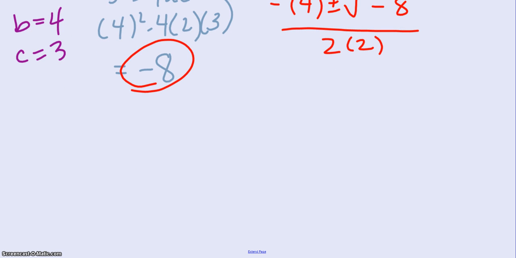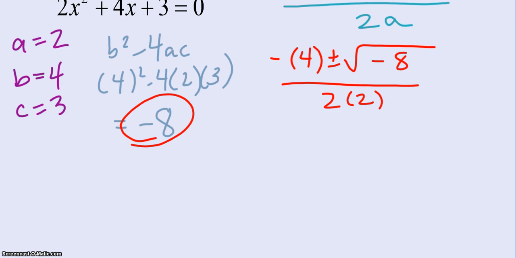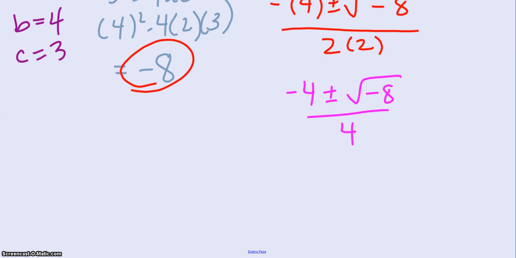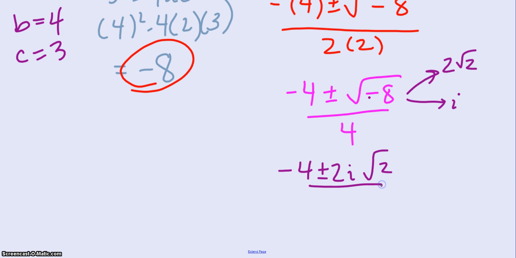Alright, so what this turns into is negative 4 plus or minus the square root of negative 8 over 4. This square root of negative 8 can actually be broken down. So what I would do is type the square root of 8 in my calculator. And when I do, I get 2 square roots of 2. The negative also means that it's going to have an i in it. So what we have here is negative 4 plus or minus 2i square root of 2 over 4.